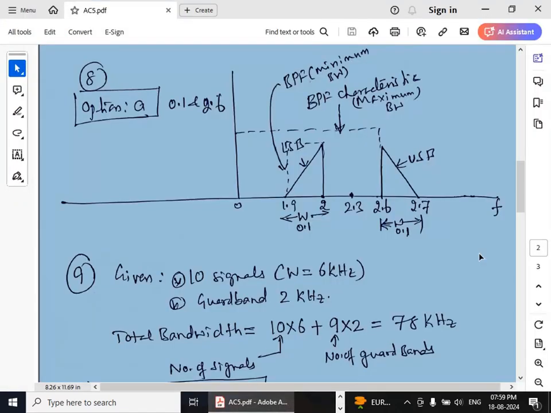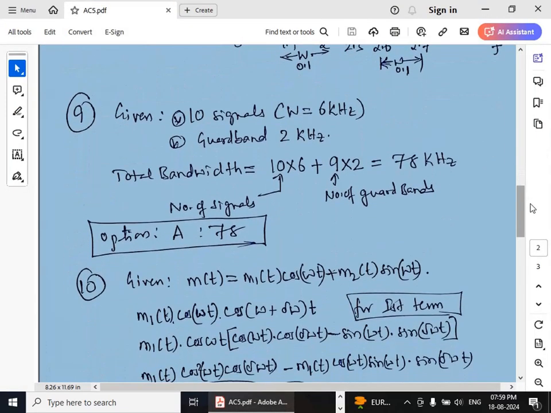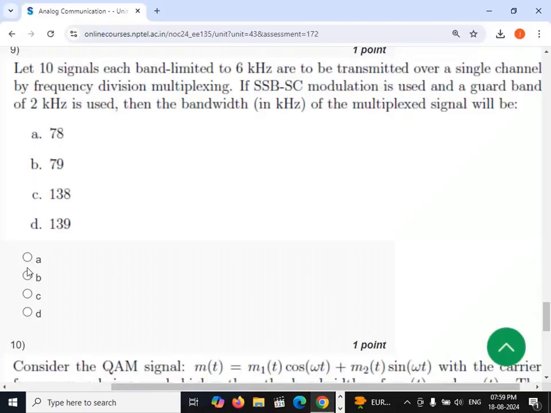The solution for this is very simple. You can see 10 signals are given, each having bandwidth 6 kilohertz, and the guard band is 2 kilohertz. So total bandwidth is the number of signals multiplied by bandwidth, 10 into 6, plus we have only 9 guard bands, each having 2 kilohertz. Therefore 78 kilohertz is the answer. Option A. Last question, 10th question.